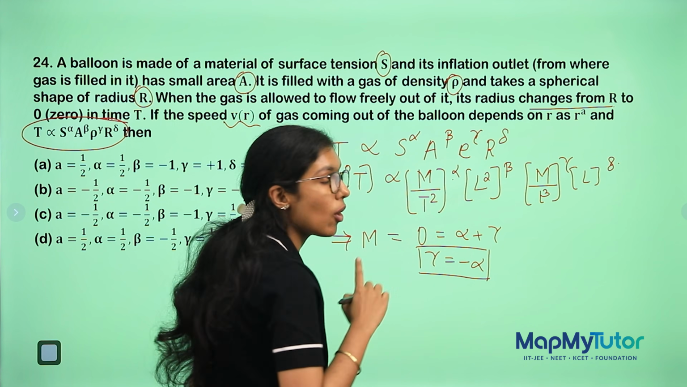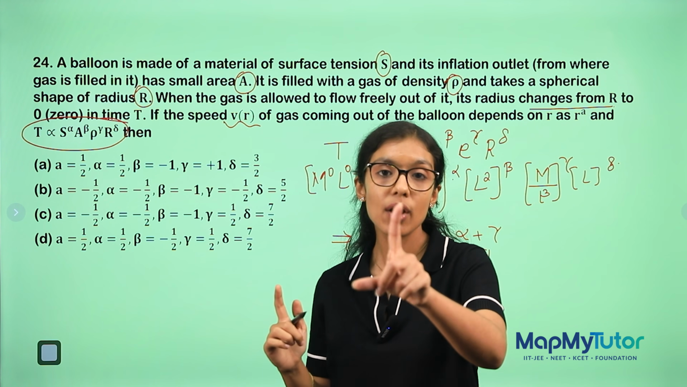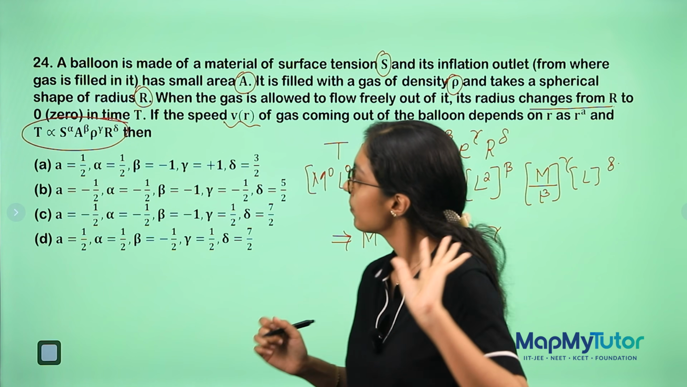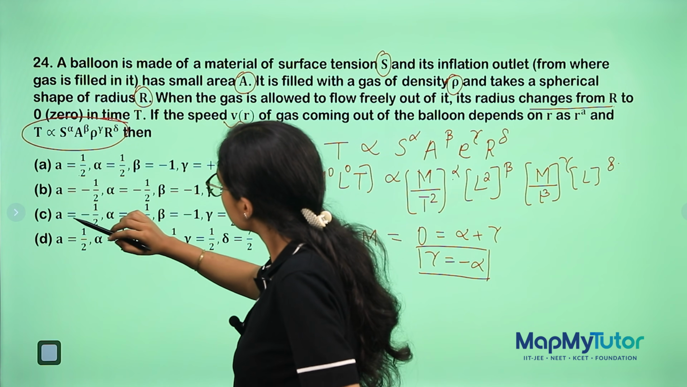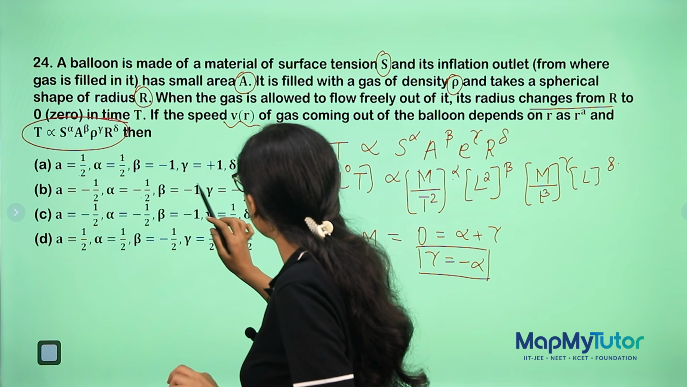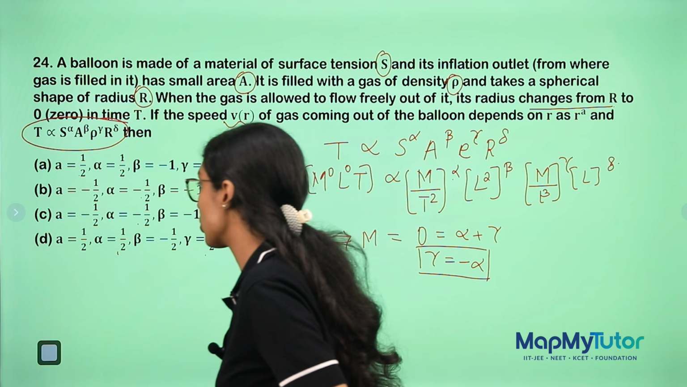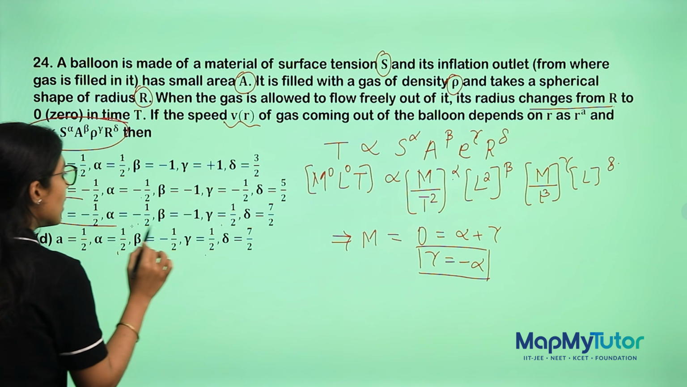Now go and see in your options. Where is gamma equal to minus of alpha? If you figure it out and if you are lucky enough, that is the option. See, here in A, alpha is half, gamma is plus, no. Minus, minus, no. Minus, plus, yes. Plus, plus 2. So option C is correct. We got the answer finally.